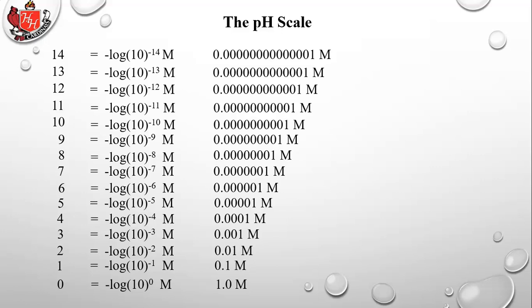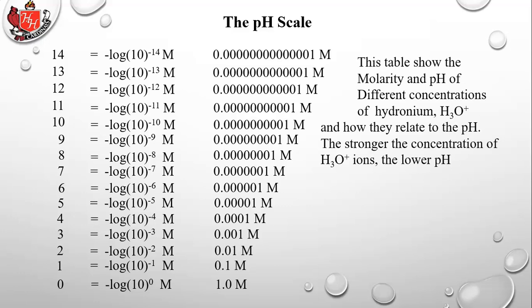And you see as you go on up the scale, it's negative log 10 to the minus 2, 10 to the minus 3, so on, all the way up to negative log of 10 to the minus 14th for a pH of 14. And you can see that's a very, very small number. So as you go up the pH scale from 0 to 14, the concentration of hydronium ions, this is acids, gets very, very, very weak until at 10 to the minus 14th, it's almost non-existent.